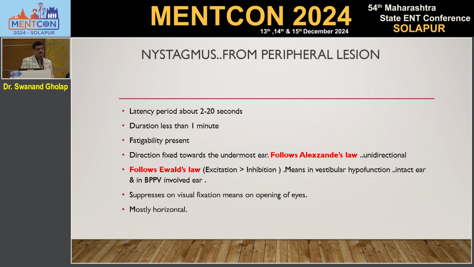Nystagmus from a peripheral lesion: latency period is around 2 to 20 seconds, duration less than 1 minute. There is fatigability. Its direction is fixed towards the undermost ear. It follows Alexander's law, means unidirectional, and it also follows Ewald's law, means excitation is more than inhibition, means in vestibular hypofunction it is the intact ear, and in BPPV it is the involved ear. Suppresses on visual fixation, means on opening of the eyes, and mostly it's horizontal.